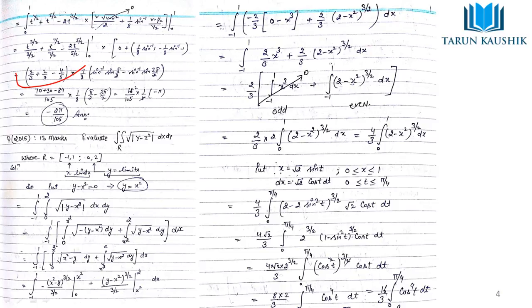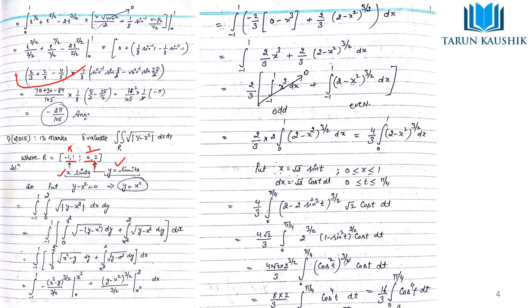Next question, evaluate the integral of the square root of the modulus of y minus x square, dx dy, where the region is x from -1 to 1 and y from 0 to 2. So this is the limits of x and this is the limits of y.